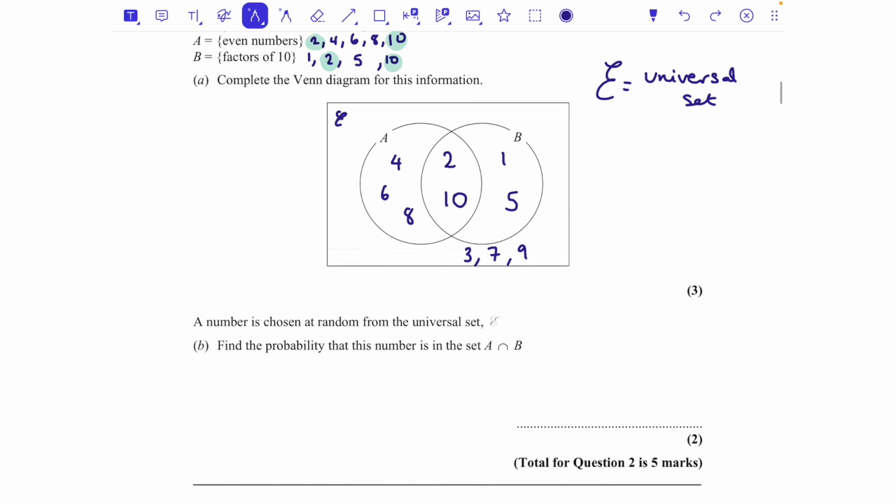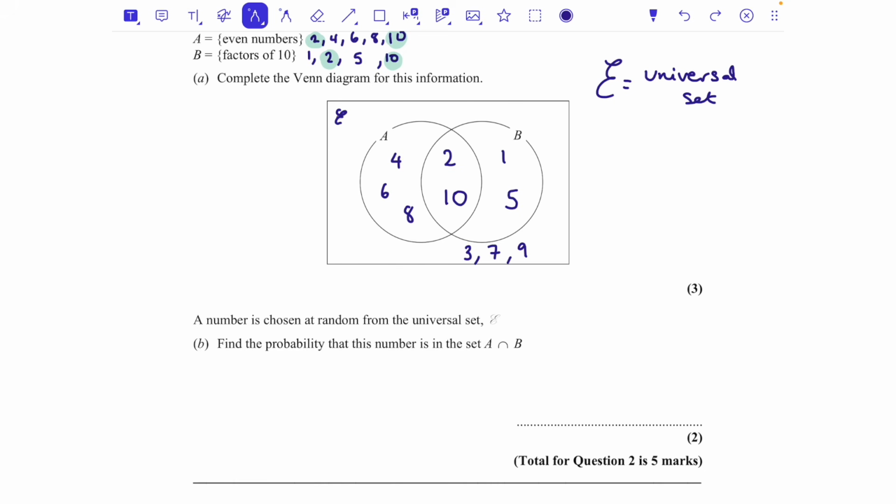Moving on, a number is chosen at random from the universal set. So we're choosing at random from the universal set, and that has 10 numbers in it. So I know that this probability is going to be out of 10, and that's going to get you a mark just for having a fraction. As long as the top number makes sense, that bottom number being out of 10 is going to get you a mark. Find the probability that this number is in the set A intersection B.